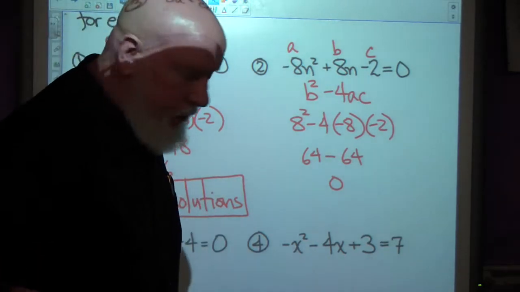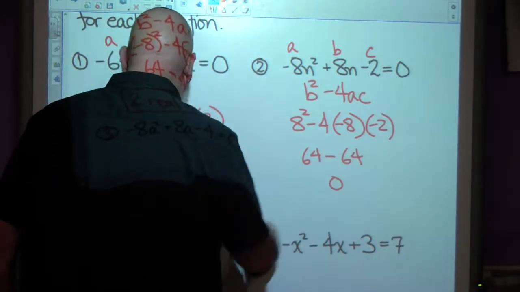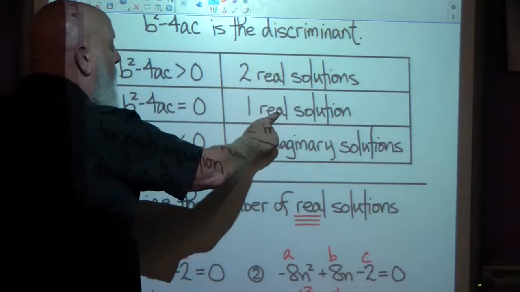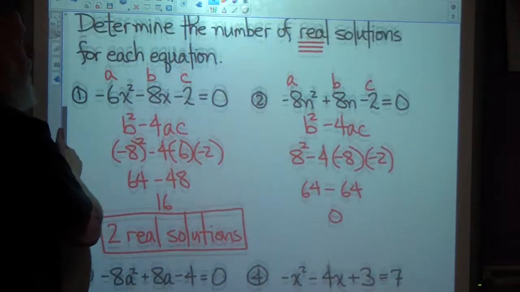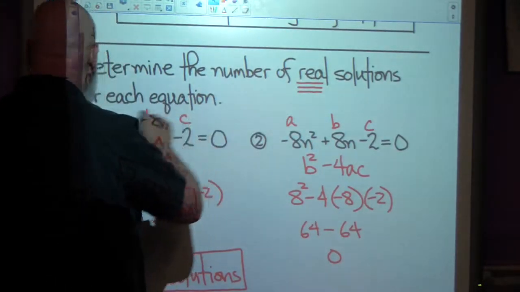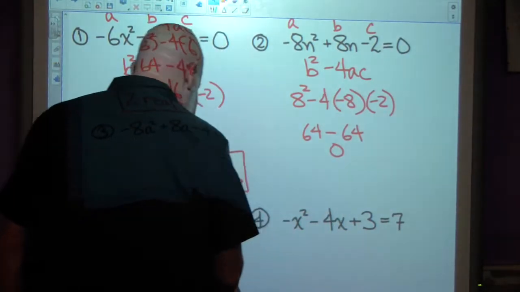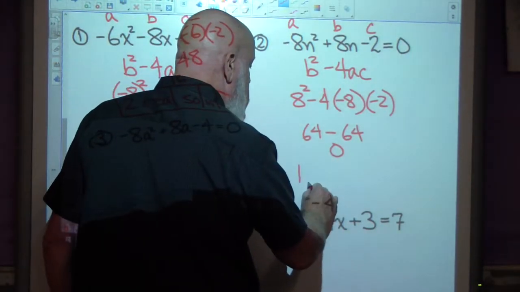Zero, yay! Okay, and that means if our discriminant is 0, there's one real solution. That's what we're asked to determine. It says determine the number of real solutions. So there's only one because the discriminant is 0. One real solution.